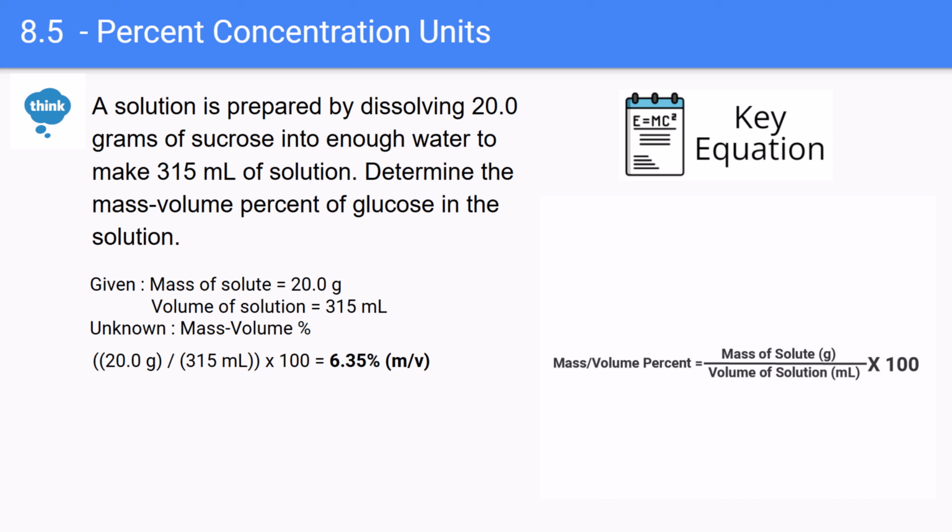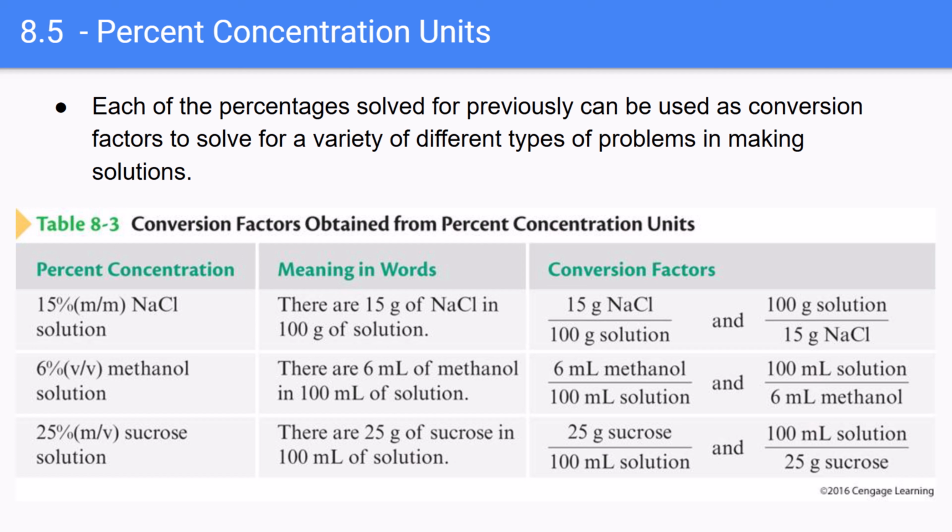So these problems are relatively easy to go through and figure out, but we can make these a little more complicated and a little more complex based off of the information that's given to us in the problem. Let's see what we got moving forward. So each of the percentages solved can be used as a conversion factor for a variety of different types of problems in making solutions. We have to make sure that we understand what is given and what we're asking for, right?